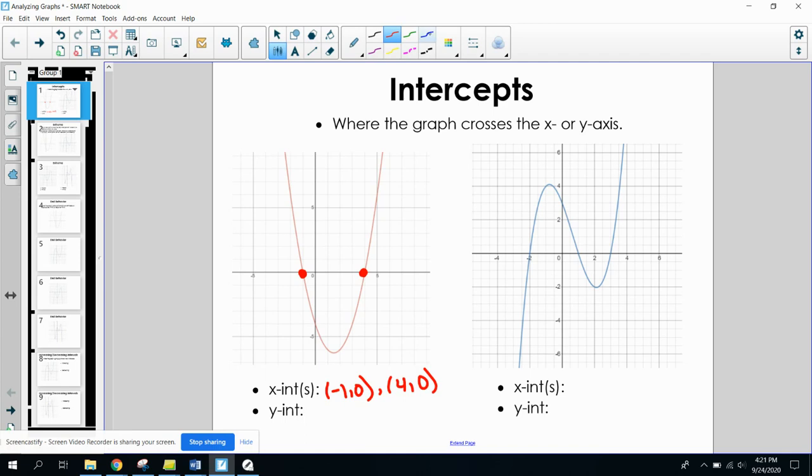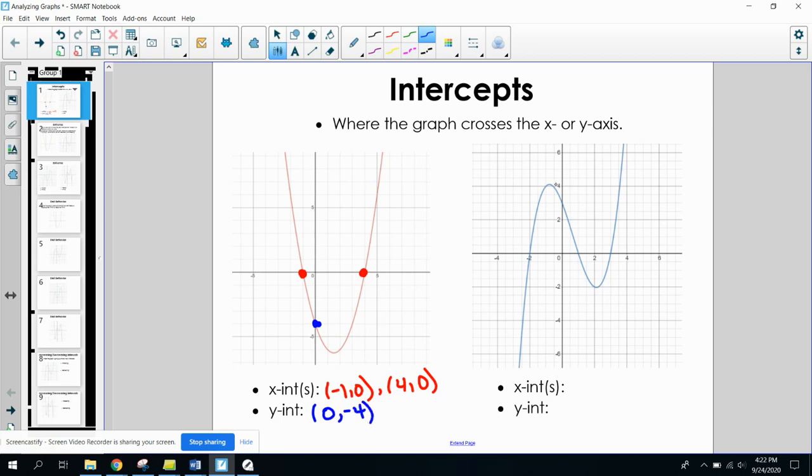For the y-intercept, we're looking to see where the graph crosses the y-axis. So right here, we can see it's crossing the y-axis. For a y-intercept, the x value will be 0 since it's not moving anywhere on the x-axis. And then the y value will be wherever it's crossing. So in this case, it's crossing at -4 for y. So our point for the y-intercept will be (0, -4).